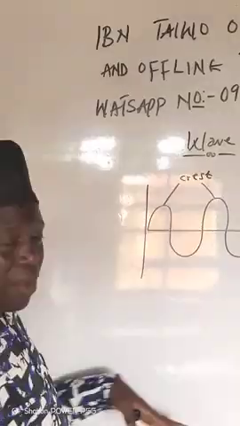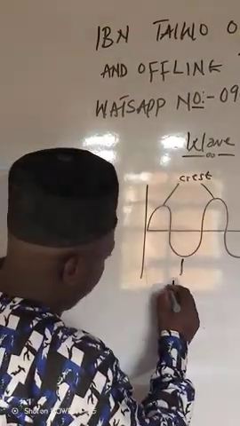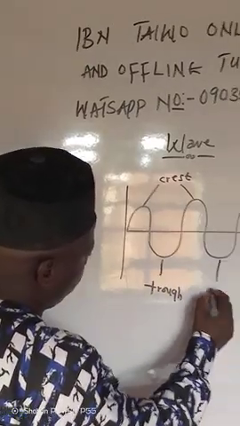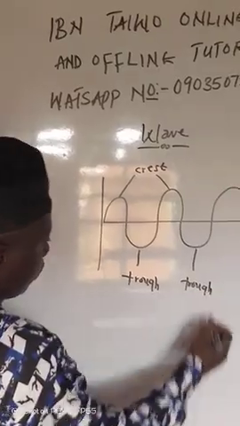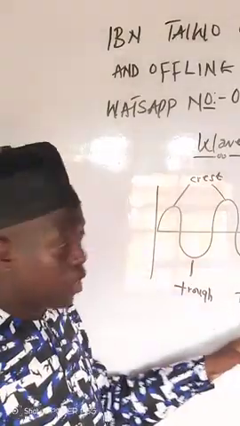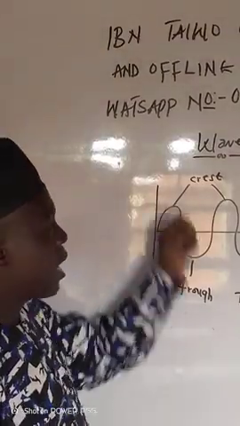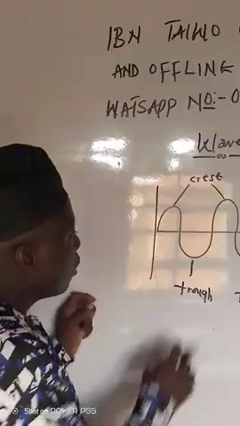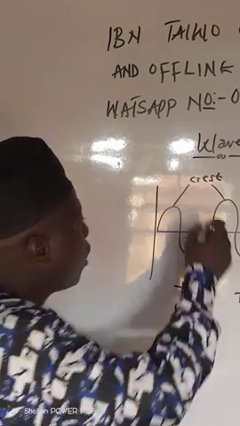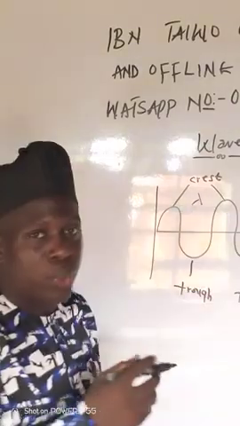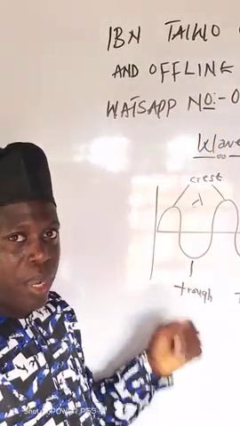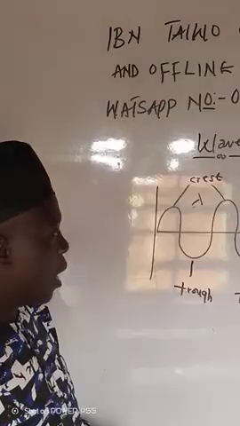When it is up, we call it crest. When we have it down, we call it what? We call it trough. Here is trough, this one also trough. Here is crest, here is trough. Then when we are talking about the crest, know that the distance between two successive crests, the distance between here and here, is called what? It is called wavelength, which we represent by lambda. Are you getting me?